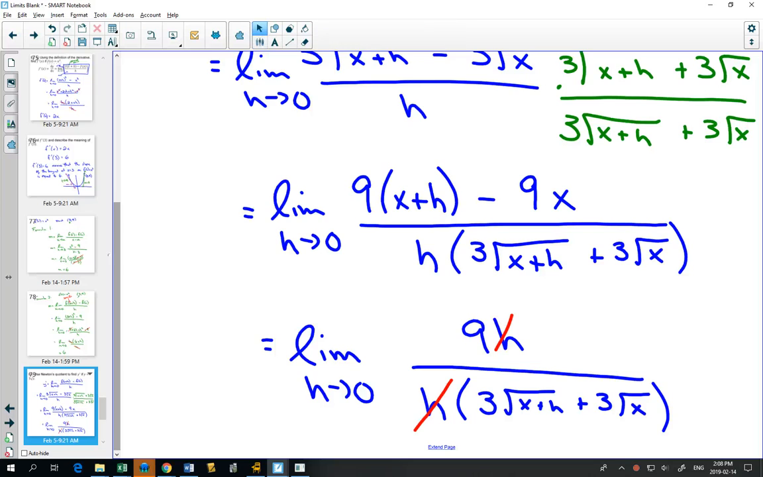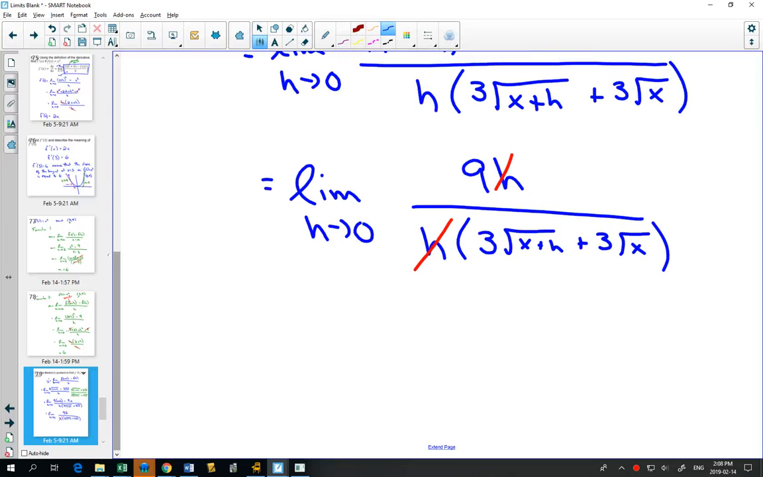And as soon as that h goes away, you now can ask yourself, could I plug in h without dividing by 0? The answer is yes. My numerator would be 9. My bottom would be 3 root x plus 3 root x, which would equal 6 root x. And so now I've got a formula for anywhere on 3 root x.